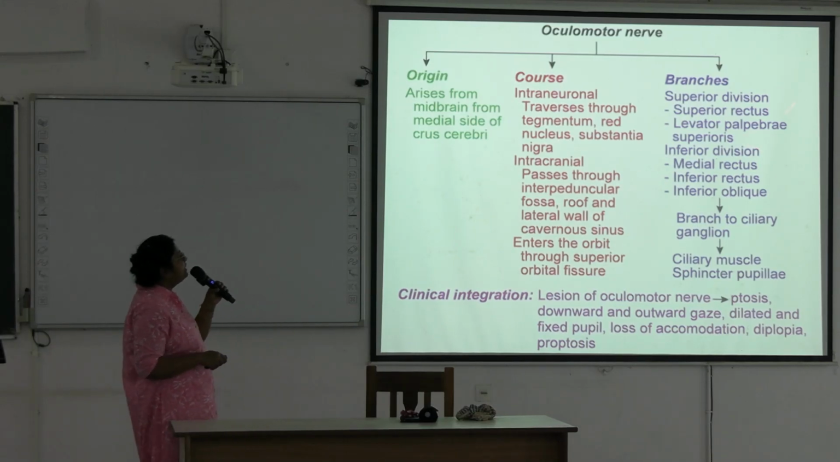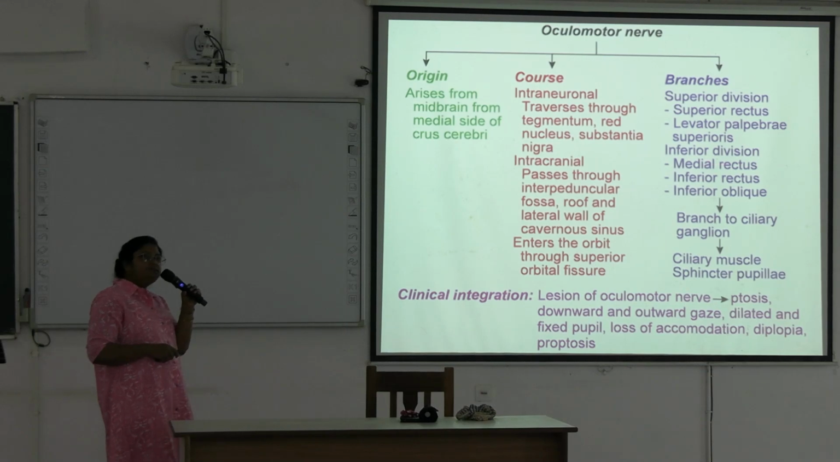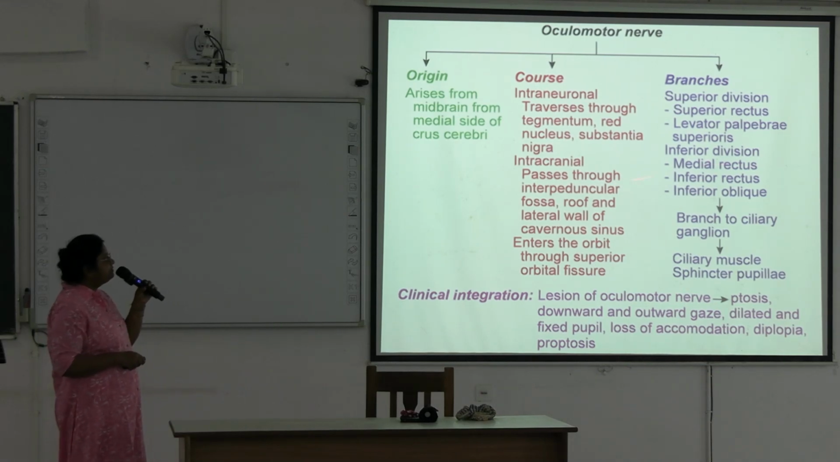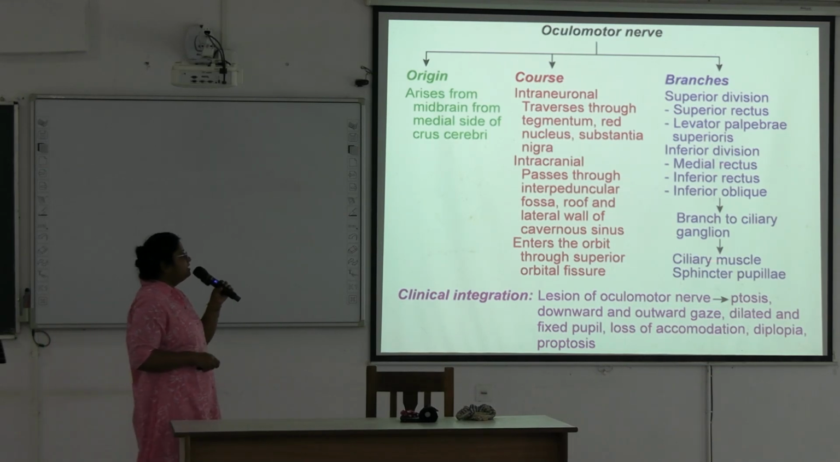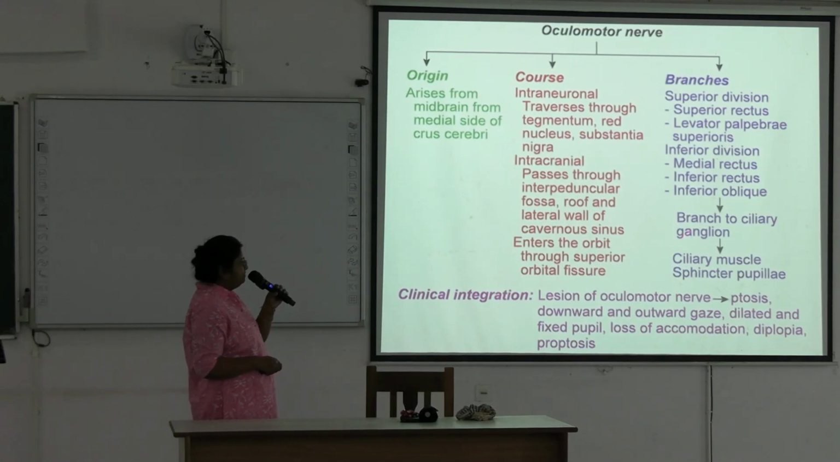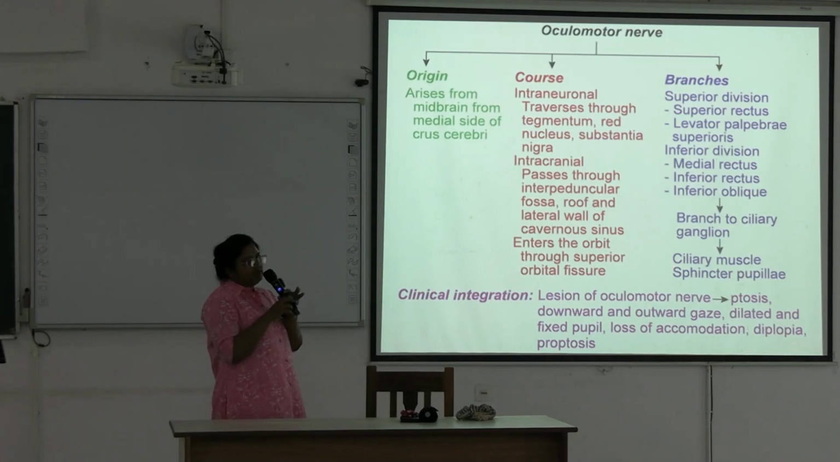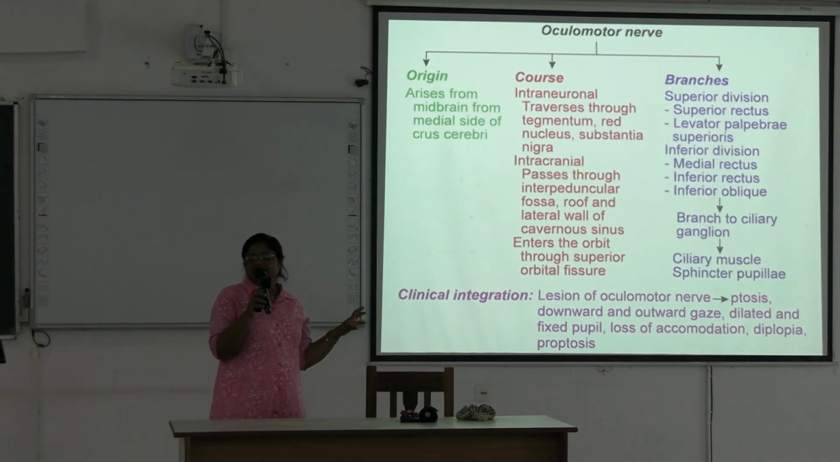The superior division supplies the superior rectus and levator palpebrae superioris. The inferior division supplies the medial rectus and inferior oblique, and gives a branch to the ciliary ganglion, which supplies the ciliary muscle and sphincter pupillae, and through it controls the pupillary reflexes: the light reflex and the accommodation reflex.